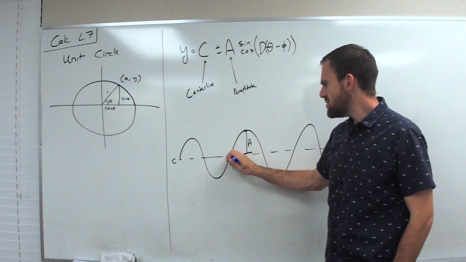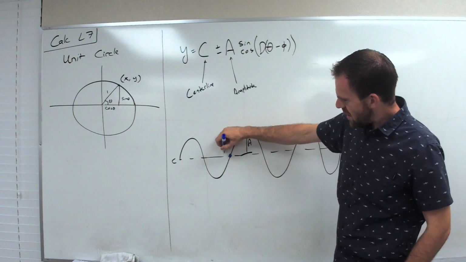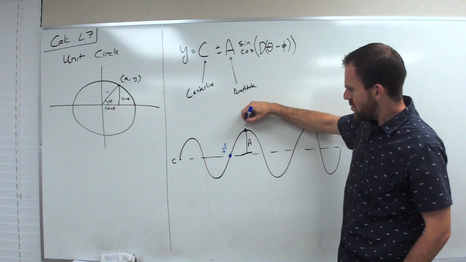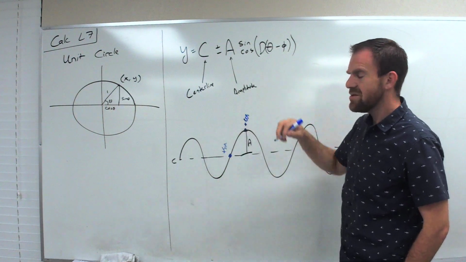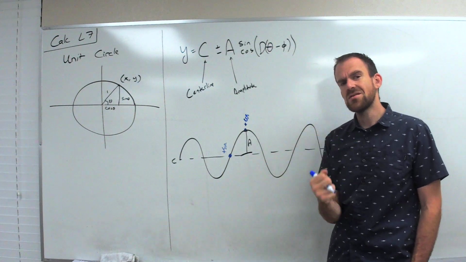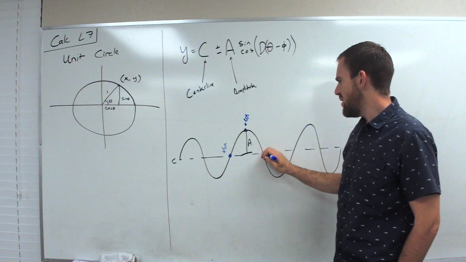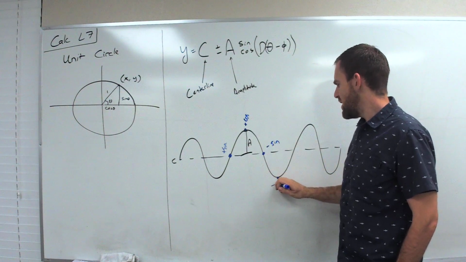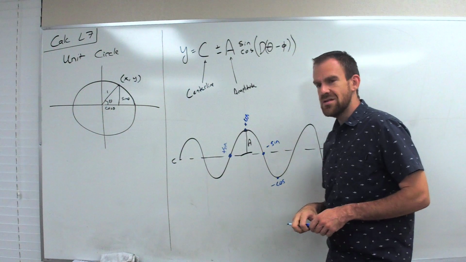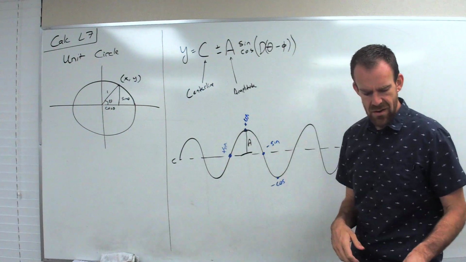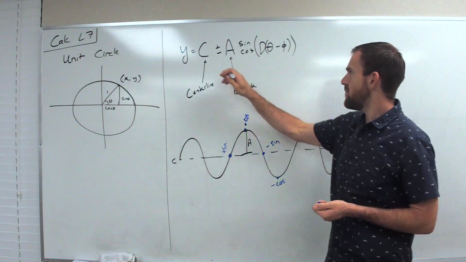So if we call this point the starting point, we're going to use positive sine. If we call this point the starting point, we're going to use positive cosine. You can choose whatever one you want. I recommend that you choose the one that is closest to the y-axis. This is negative sine, and this is negative cosine, right? So that's going to dictate how you choose your function. That's this part.